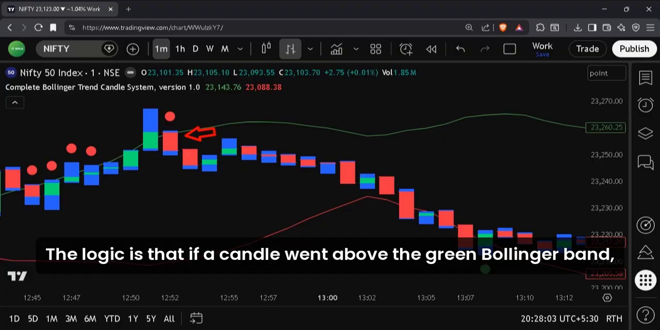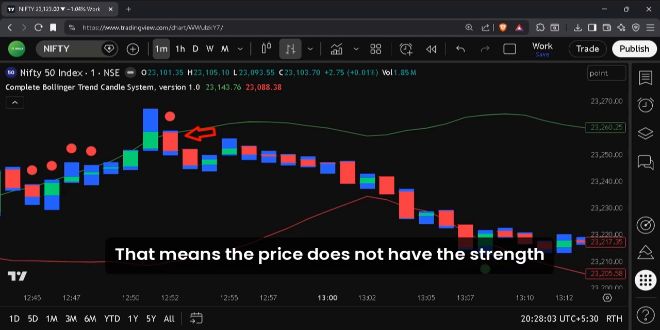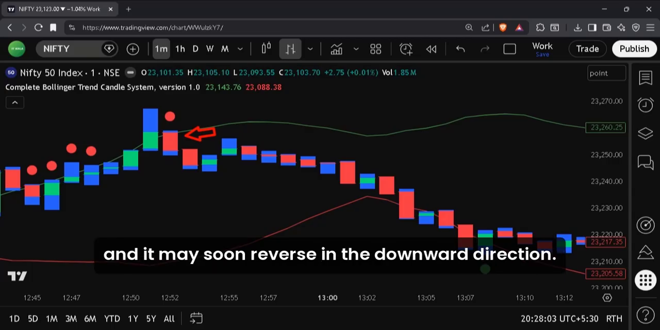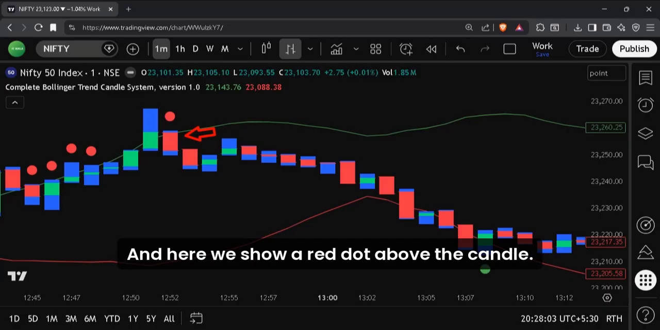The logic is that if a candle went above the green Bollinger Band, but it failed to close above it, that means the price does not have the strength to carry itself above the green Bollinger Band, and it may soon reverse in the downward direction. It is called bullish mean reversion. And here we show a red dot above the candle.